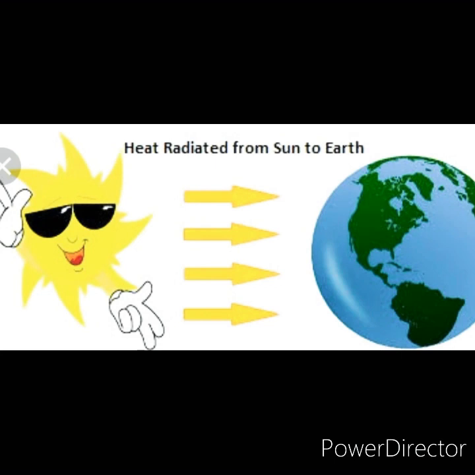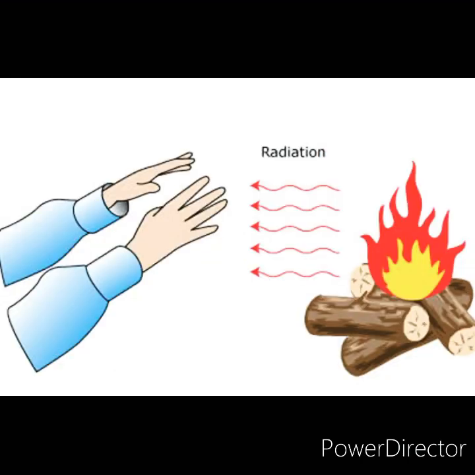Sunlight comes to the earth because of radiation, as there is no medium present between the atmosphere of the earth and the sun. One can feel the heat of a bonfire by standing around it. We get warmth from a room heater because of radiation.